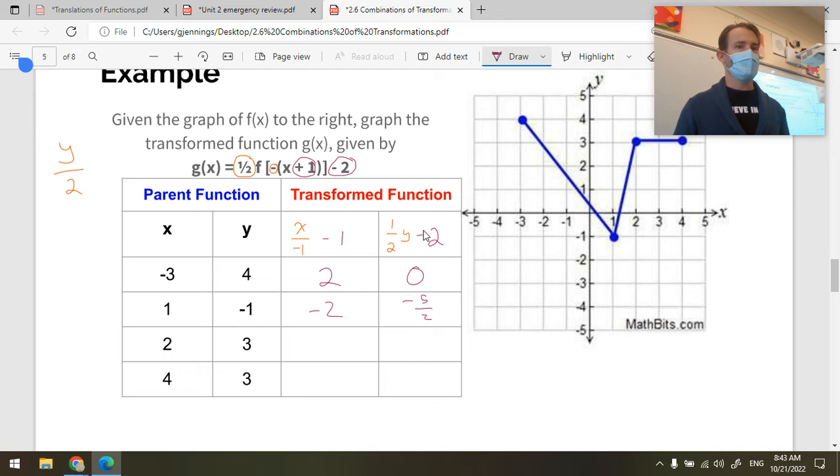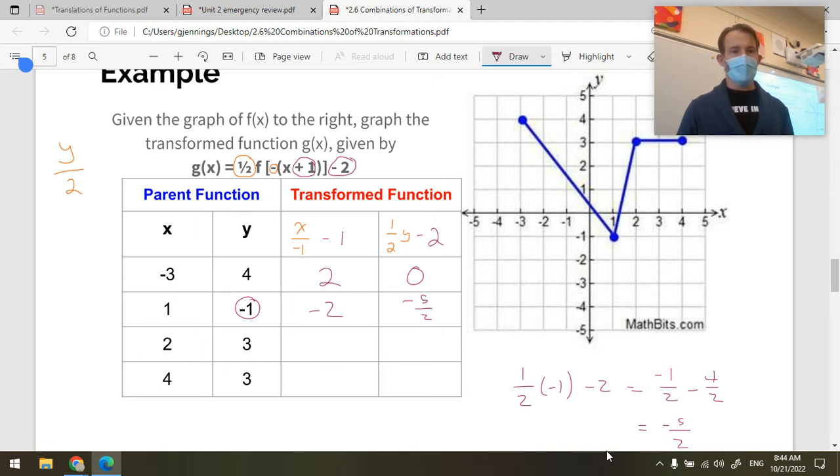Need to see the algebra for that one? 1 over 2 times negative 1. I get the negative 1 here. I get the negative 1 over 2 here. Minus 2 equals negative 1 over 2 minus 4 over 2. That's 2 written a new way. That's minus 5 over 2. There you go. Okay, let's do this one.